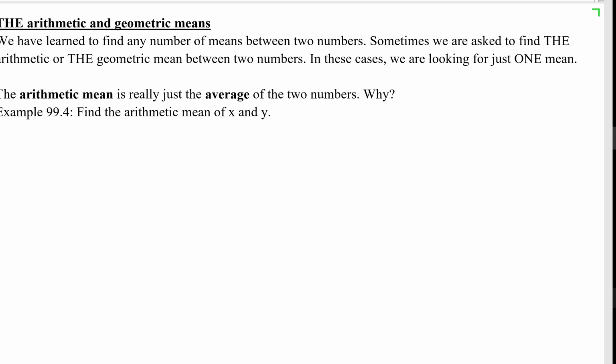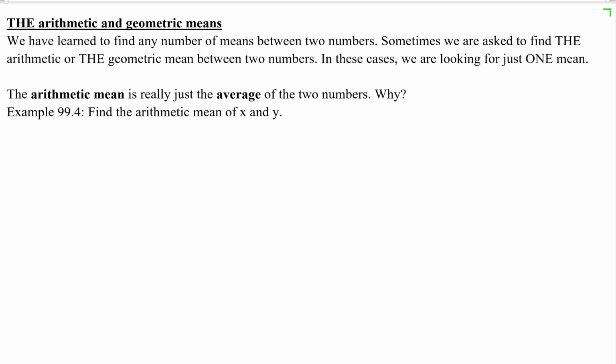Okay, now we're going to look at arithmetic and geometric means. We've already talked about problems where you find a certain number of means between two numbers, but now we're just going to talk about finding one mean between two numbers. And when we do that, if we're in an arithmetic sequence, it's called the arithmetic mean. If it's a geometric sequence, it's called the geometric mean.